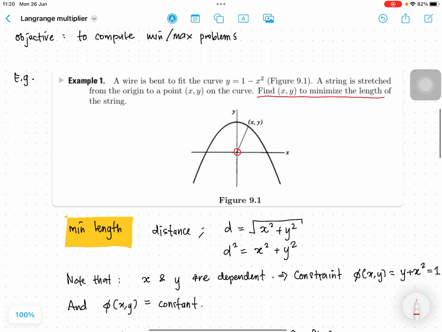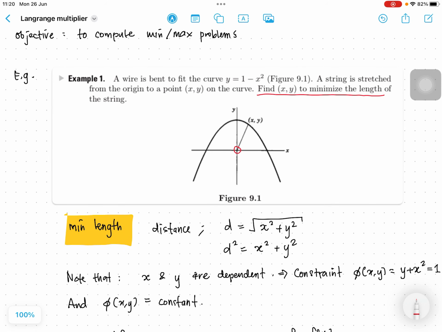So the aim is to find the minimum length, or in this case they don't even tell you in an obvious manner, where we are looking at the relationship of a distance. D equals the square root of x squared plus y squared, or you can also rewrite it as d squared equals x squared plus y squared. This is a function of x and y. But if you have a distance in 3D, then d squared is x squared plus y squared plus z squared.